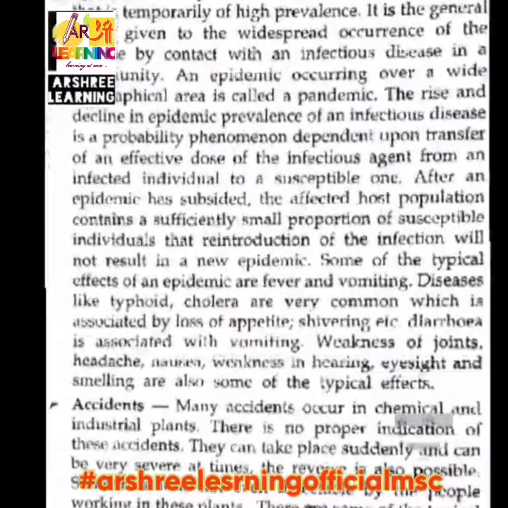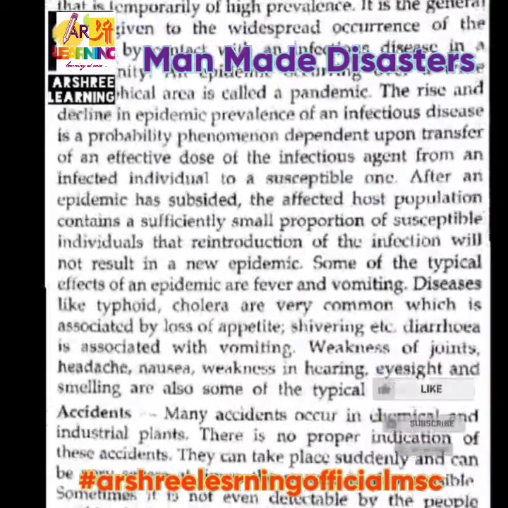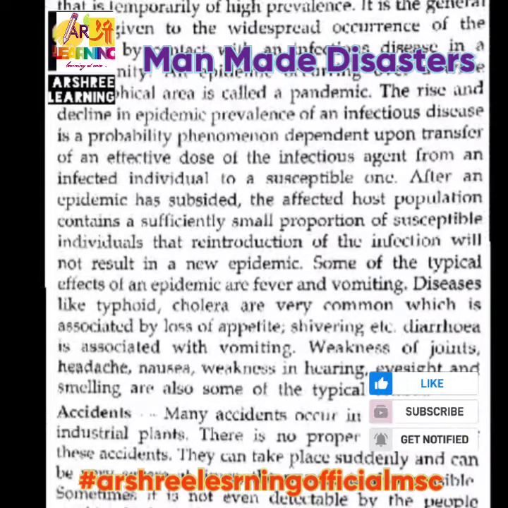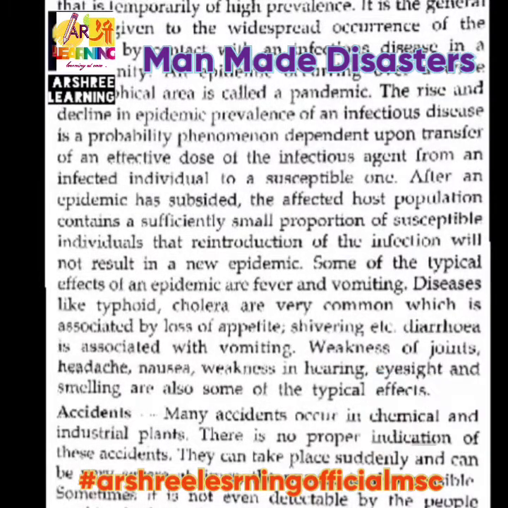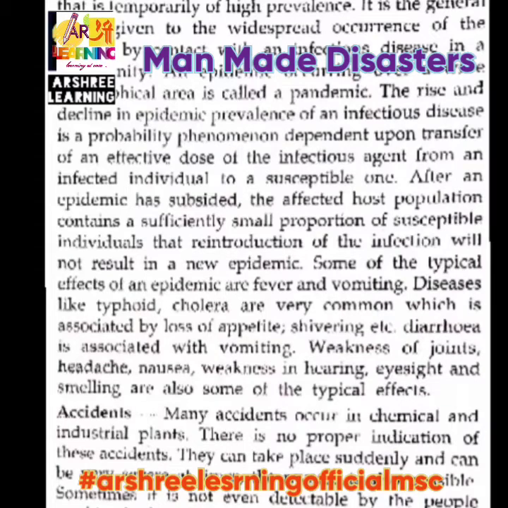Now, another human disaster is the epidemic. What is an epidemic? It is an occurrence of a disease which is temporarily of high prevalence. It is the general name given to the widespread occurrence of a disease by contact with an infected person. An epidemic occurring over a wide area is called a pandemic.